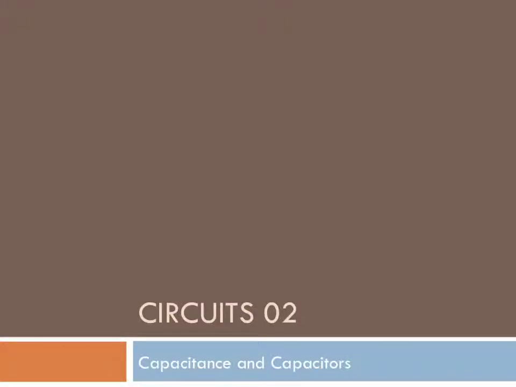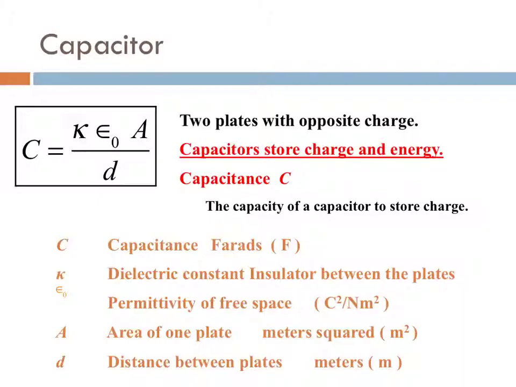This video covers capacitance and capacitors. First, we need to talk about a capacitor. A capacitor consists of two plates with opposite charge. A capacitor is used to store charge and energy. The capacitance is going to be labeled with a C. It's the capacity of a capacitor to store charge.